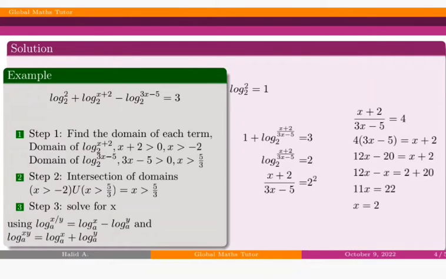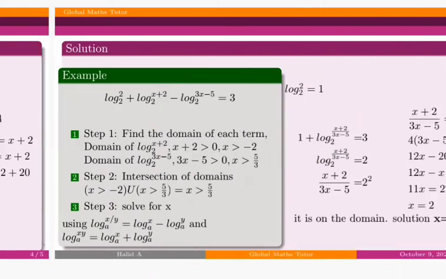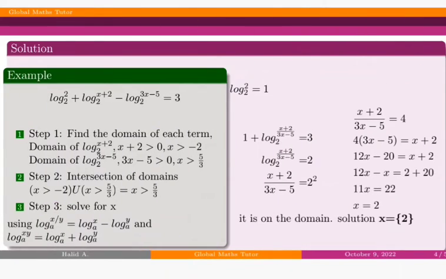The last step in the guidelines is, after solving for the value of x, to check the validity of this value. So is x equal to 2 in our domain? Yes, because our domain is x must be greater than 5 over 3, and we know that 2 is greater than 5 over 3. Thus, x equal to 2 is a valid solution.